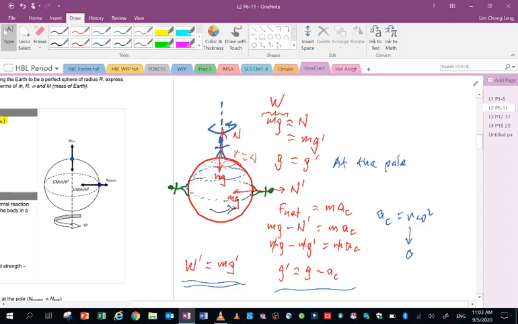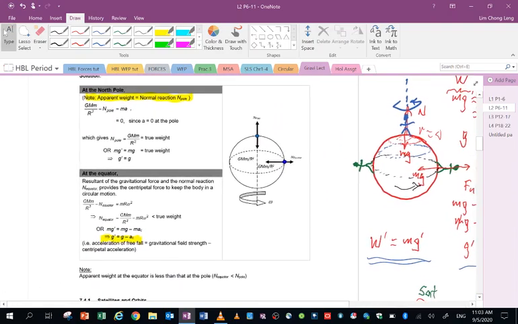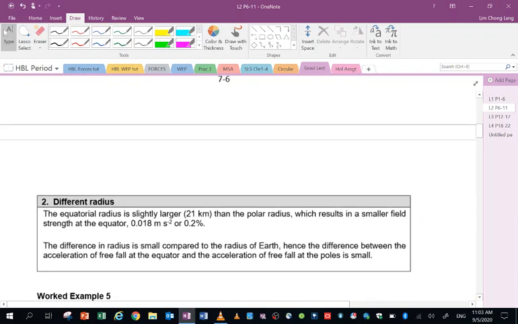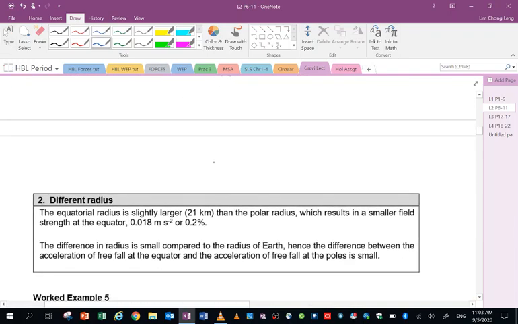Right, so let's move on to the part that we have not covered here. Now, we also know that g, the field strength, depends on the distance from the center of the Earth: g equals GM over r squared. So g is inversely proportional to r squared.